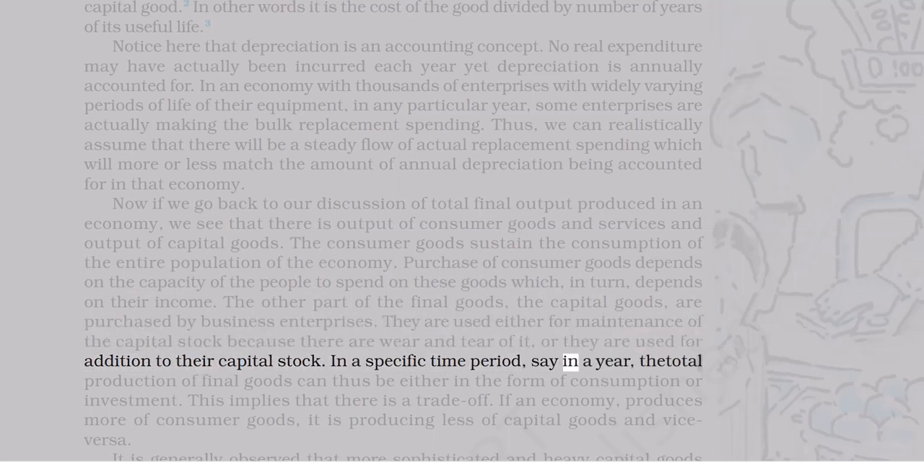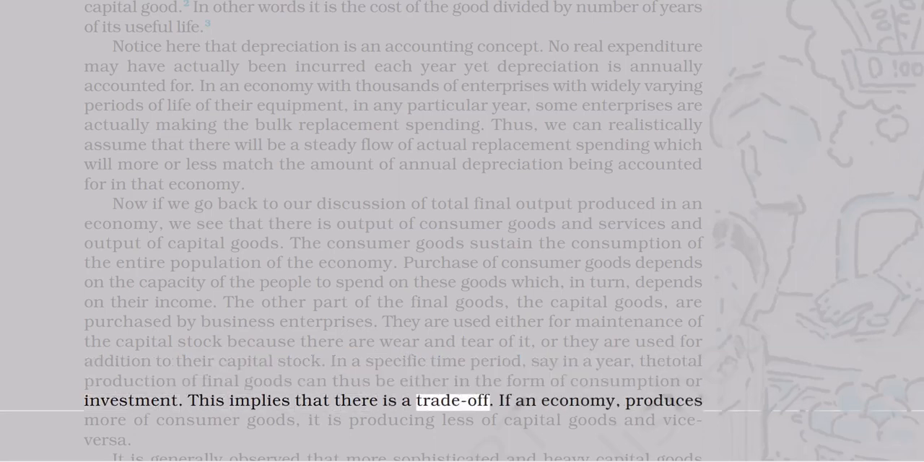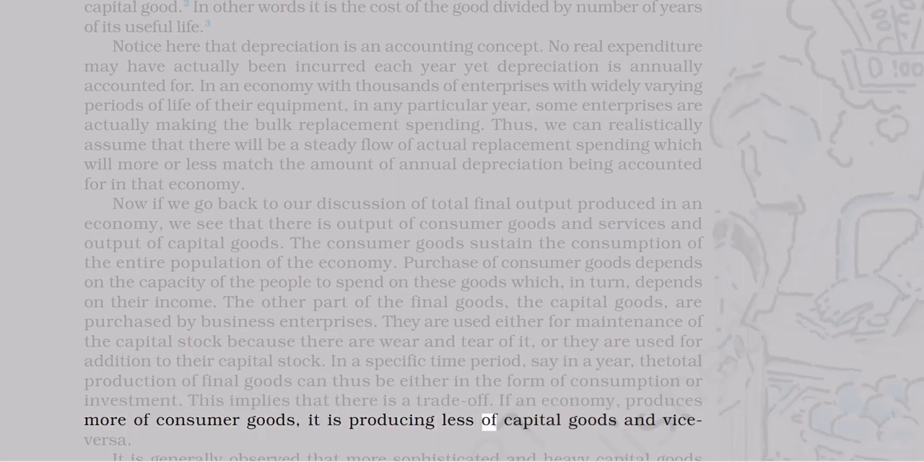In a specific time period, say in a year, the total production of final goods can thus be either in the form of consumption or investment. This implies that there is a trade-off. If an economy produces more of consumer goods, it is producing less of capital goods and vice versa.